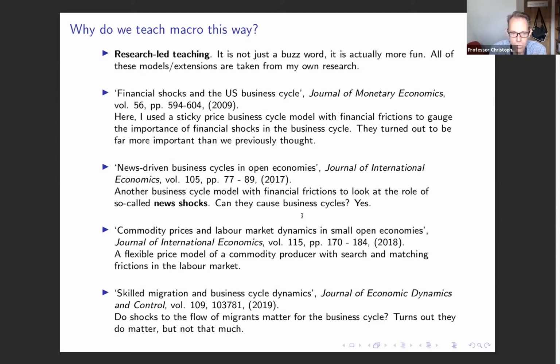The other paper is called News-Driven Business Cycles in an Open Economy, which I published in 2017. This is another look at a business cycle model with financial frictions. What we do there, we look at so-called news shocks. So news shocks, instead of productivity hitting now, you expect productivity to increase in the future.